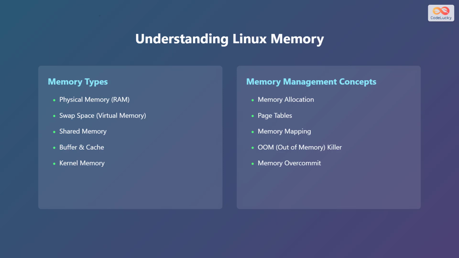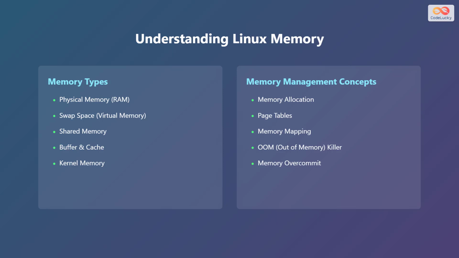Let's begin by understanding the different types of memory in Linux. First, we have physical memory, also known as RAM or random access memory. This is the hardware that your system uses to store data temporarily. Next, we have swap space, which acts as virtual memory. It is a portion of the hard drive that is used when physical memory is full.